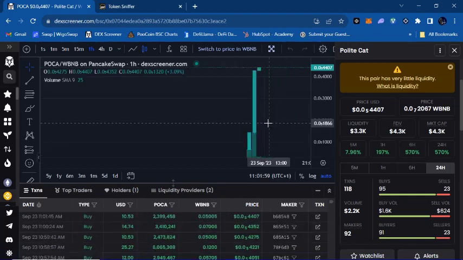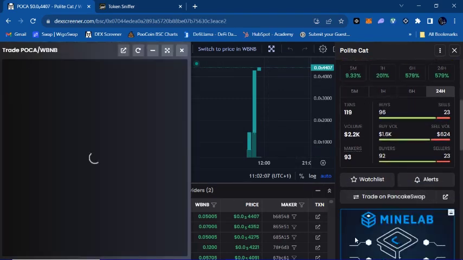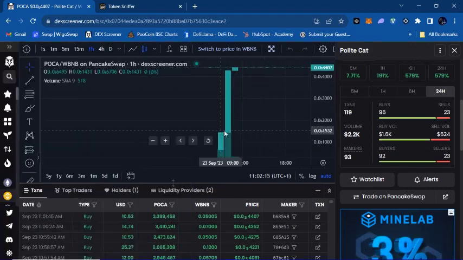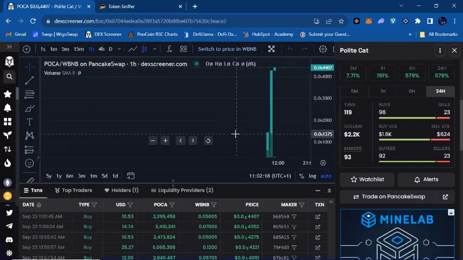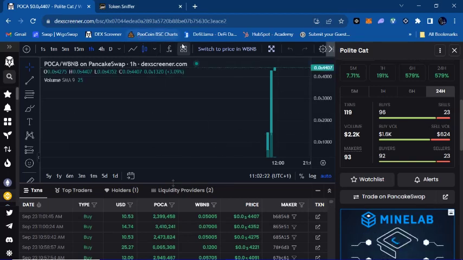So if you want to trade it, obviously you can click here, trade on PancakeSwap, and PancakeSwap will open a tab here where you connect your wallet and all that, but we will not do that. To trade these type of tokens, I would suggest you use PooCoin. You can see it at the top of my chart here. I'll explain it in another video.